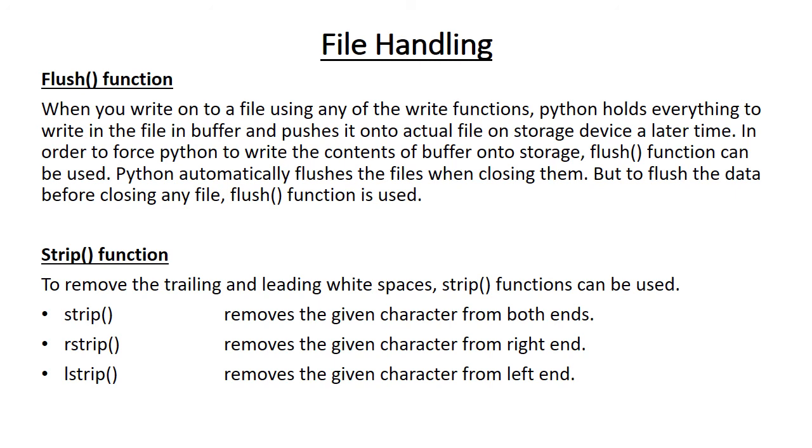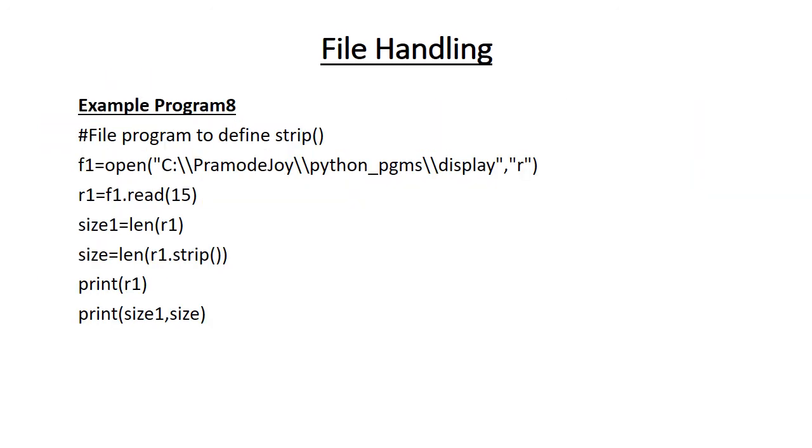Strip function. To remove the trailing and leading white spaces, strip functions can be used. Strip, rstrip and lstrip: to remove the character from both ends, to remove the character from the right end, and to remove the characters from the left end. Example program 8 to demonstrate the strip function.